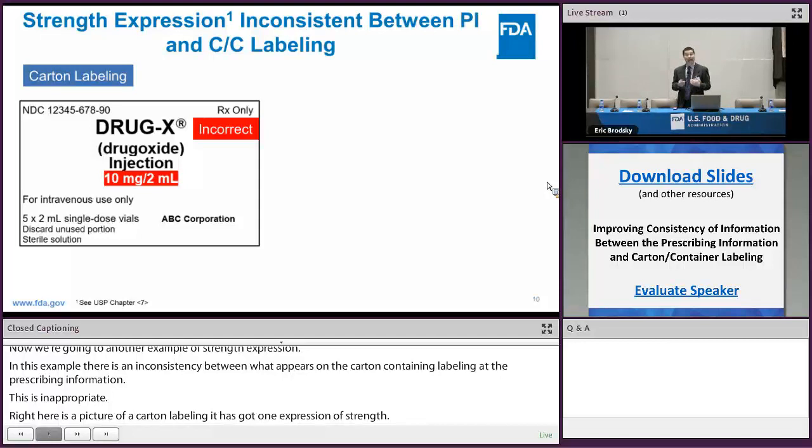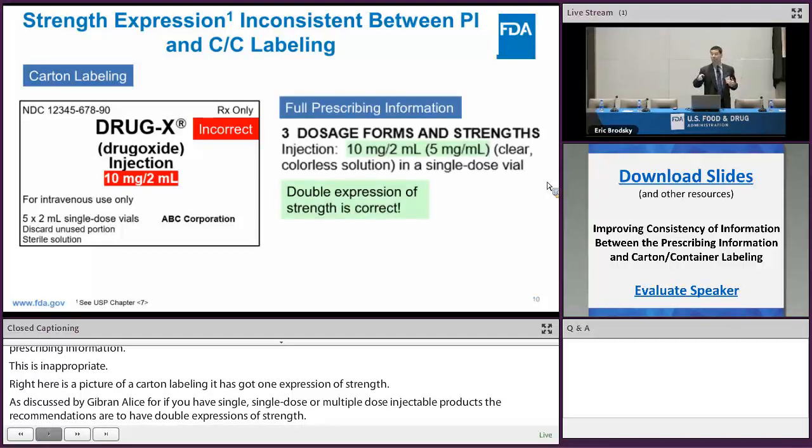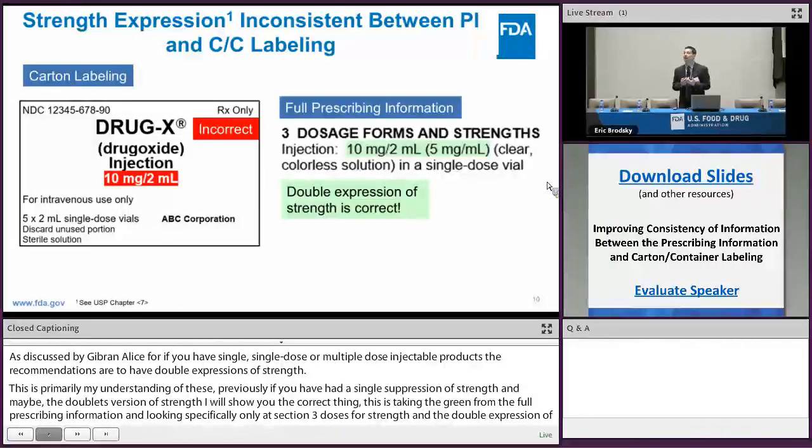And this is primarily, my understanding at least, because previously you had a single expression of strength. So the double expression of strength, I'll show you the correct thing. The green is from the full prescribing information. I'm looking specifically only at section 3, dosage forms and strengths, and the double expression of strength is 10 milligrams/2 milliliters, which is the total amount per total volume, followed in close proximity to the amount per milliliter.